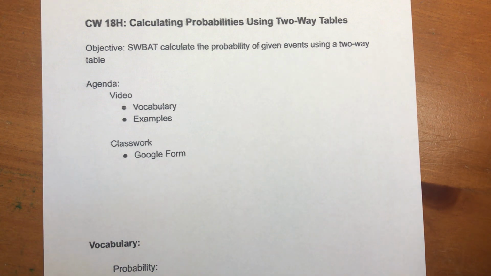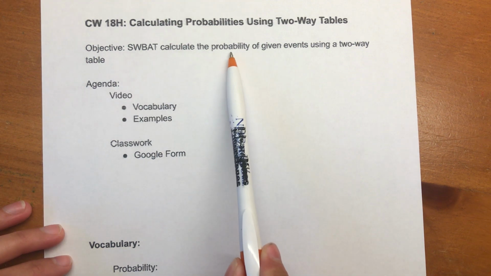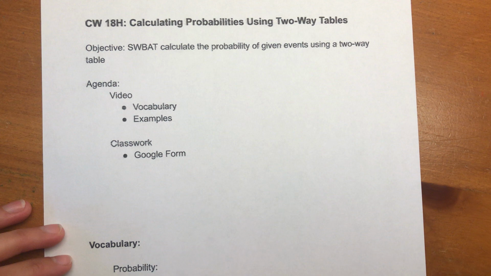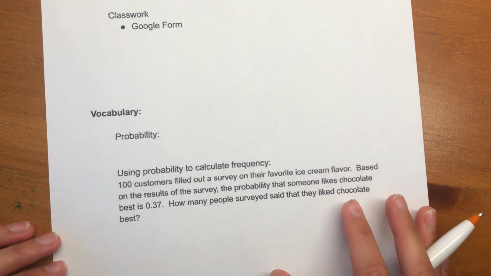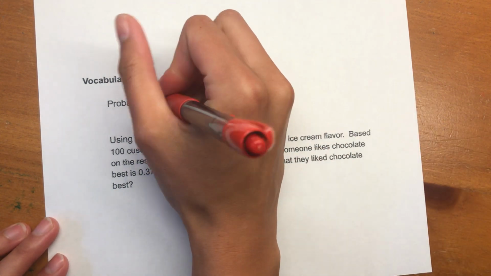What we're going to be doing today is calculating probability of a given event using a two-way table. So first we're going to go over what is probability, and then we're going to get into some examples. Okay, so probability is the likelihood that an event will occur.